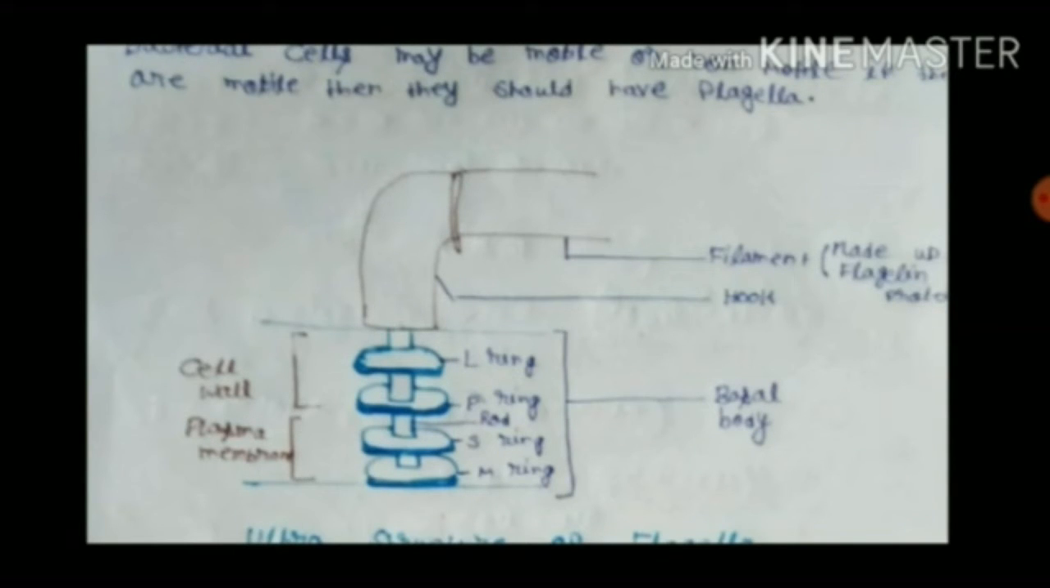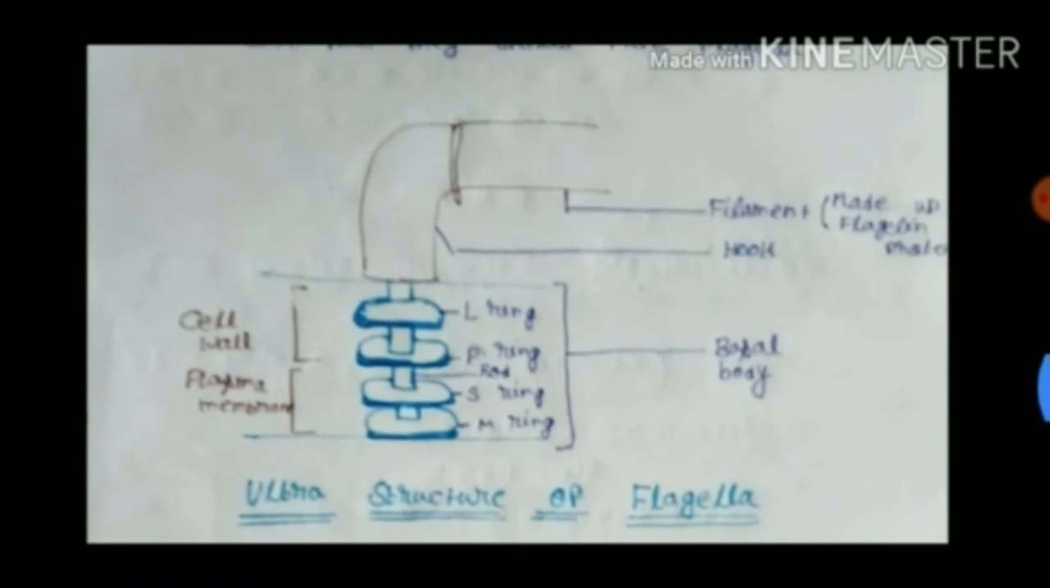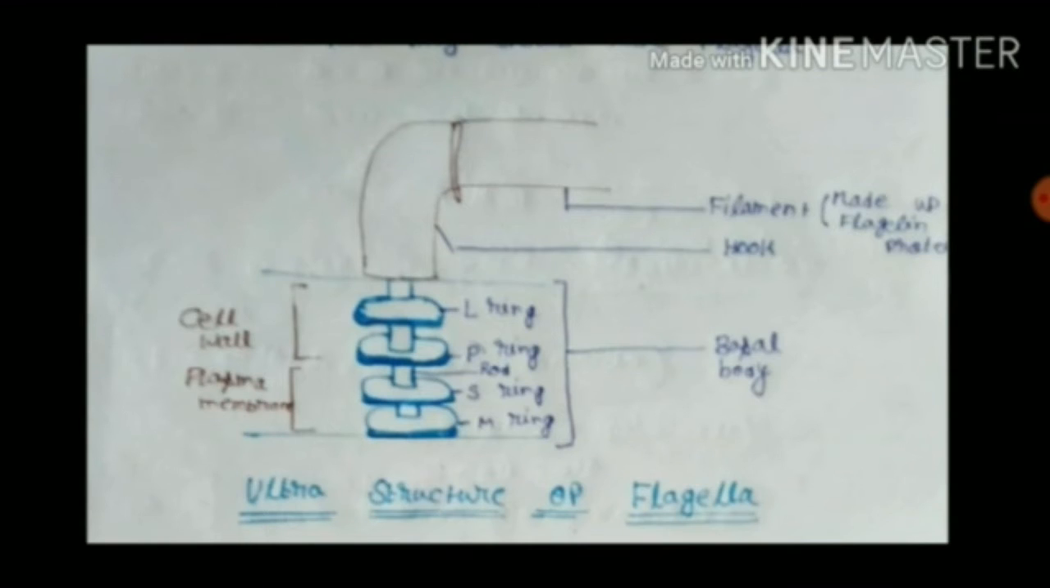The basal body has 4 rings. These 4 rings are known as the L ring, P ring, S ring and M ring. These rings are joined with each other with the help of a rod. The L ring and P ring are attached to the cell wall, whereas the S ring and M ring are attached to the plasma membrane. These flagella help in the movement of a cell.